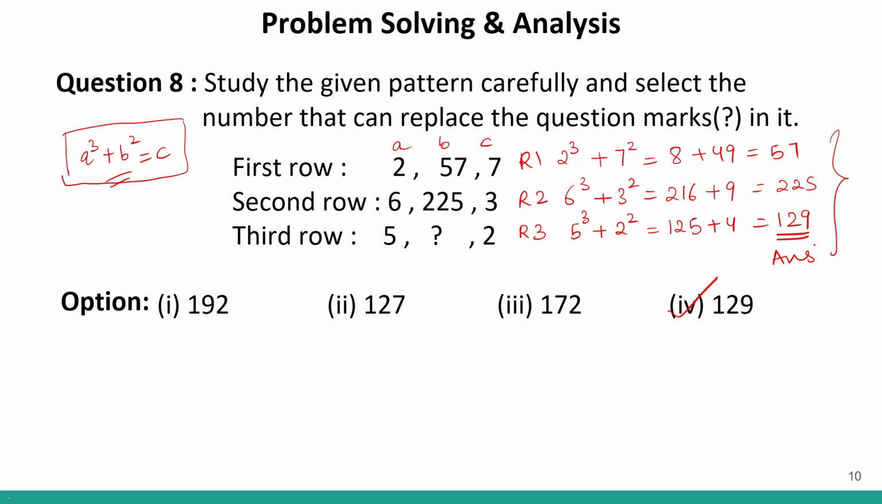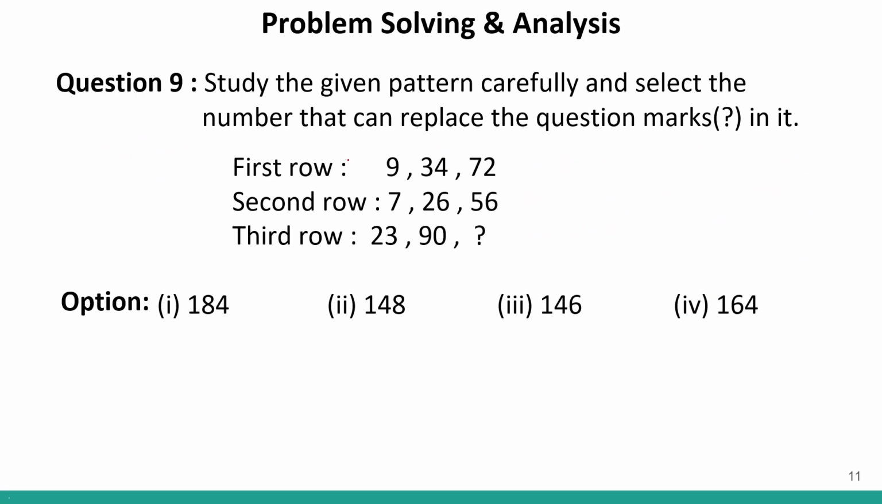So what we did? We first found out a logic, but it was following only for row 1 and not for row 2. So that logic was not correct. So we found out another logic, that is a cube plus b square equals c. And it followed for all the 3 rows and we found the answer.